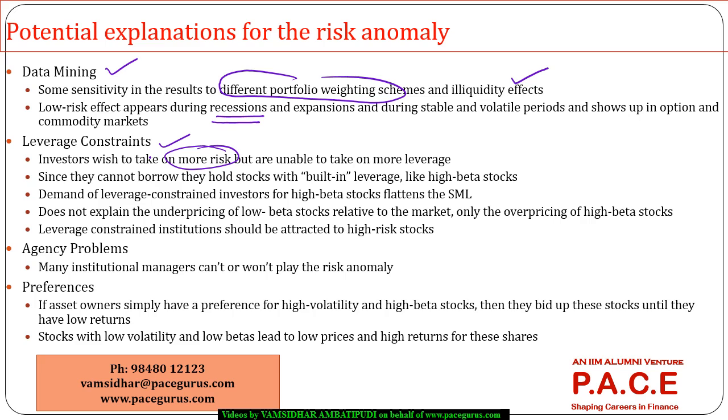That is the only thing that has been taken as a part of the study, but at the same time they have found that those stocks which had low beta were underpriced, and this model did not give any kind of explanation for that particular aspect. Leverage constrained institutions should actually be attracted to high risk stocks because they have a lot of leverage constraints. They cannot take leverage beyond a limit, but they should be attracted to high risk stocks because high risk stocks are expected to provide higher returns.